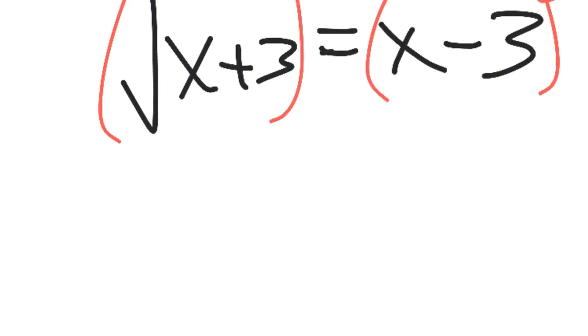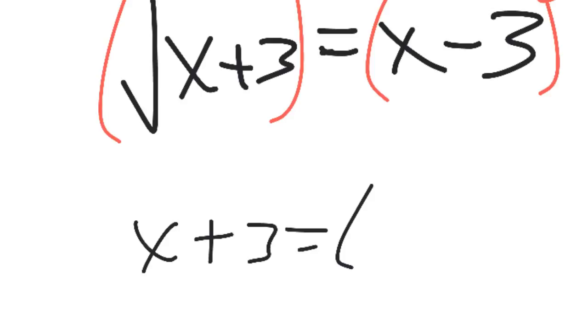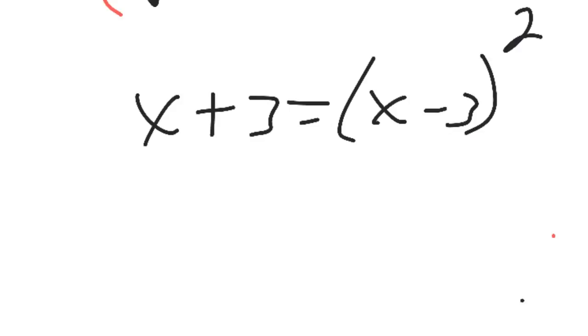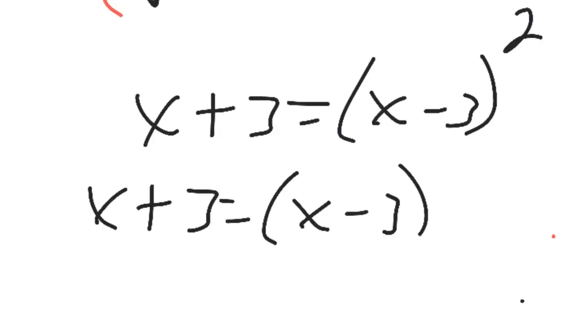So this left side, squaring a square root just makes it go away. And then the right side looks like (x minus 3) squared. And we're going to evaluate that (x minus 3) all being squared by multiplying it out, because something being squared means it's something times itself.